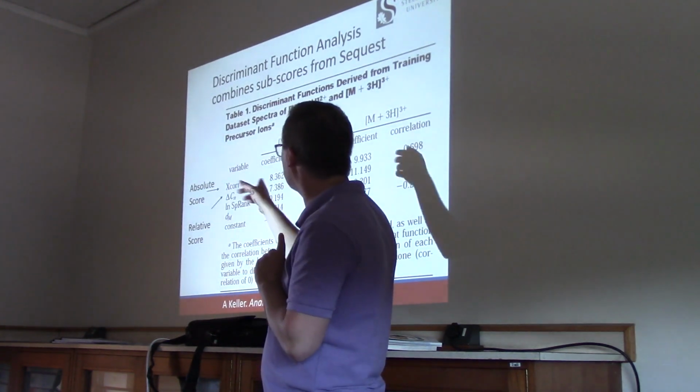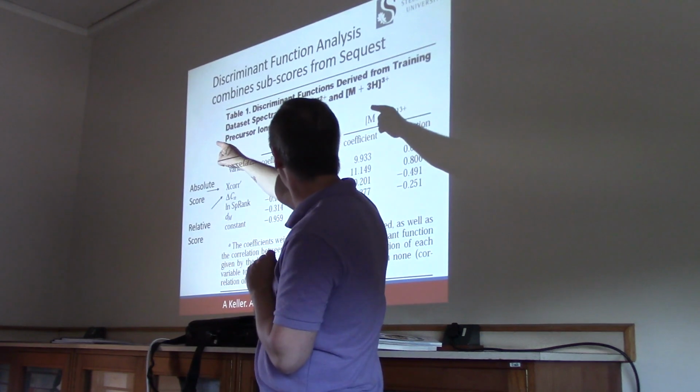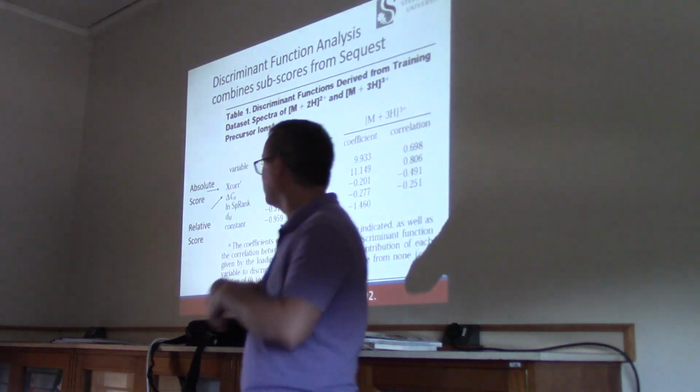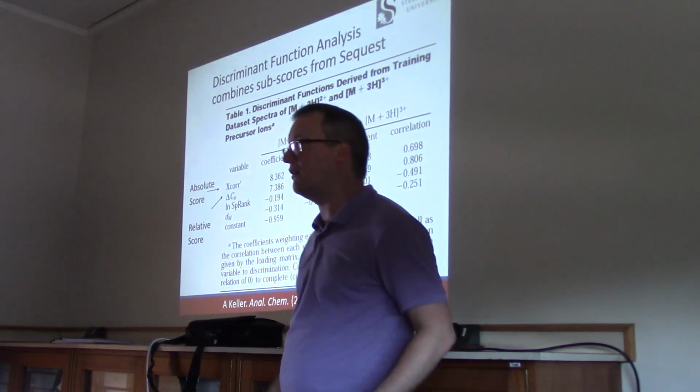And he called that a discriminant score. So the discriminant function tells us that we will use these weights on these scores and use that number to rank our IDs.